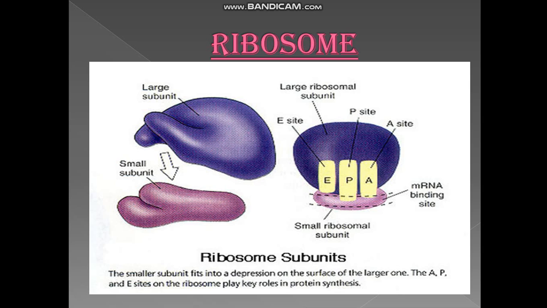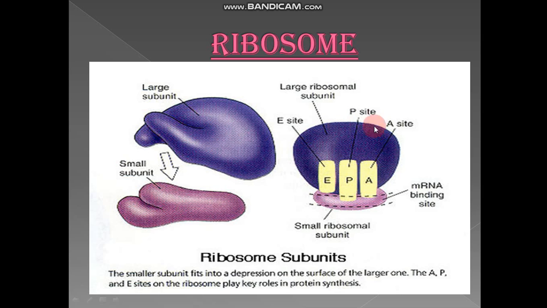These subunits are associated only when the concentration of Mg2+ ions is increased. When there is a low concentration of Mg2+ ions, these subunits remain separated. They only come together and combine when there is a high concentration of magnesium ions in the cytoplasm. So that is also being regulated. At the time of protein synthesis, the magnesium content should be higher.